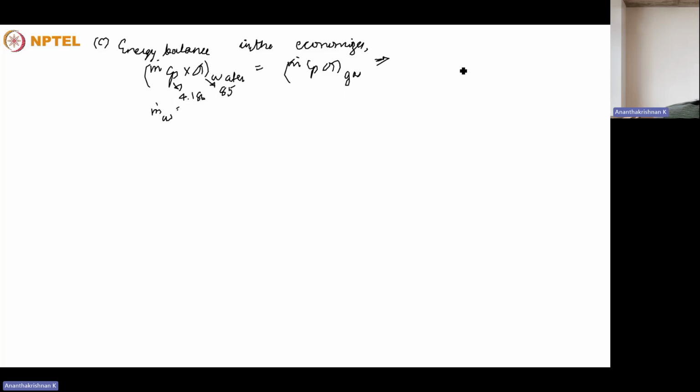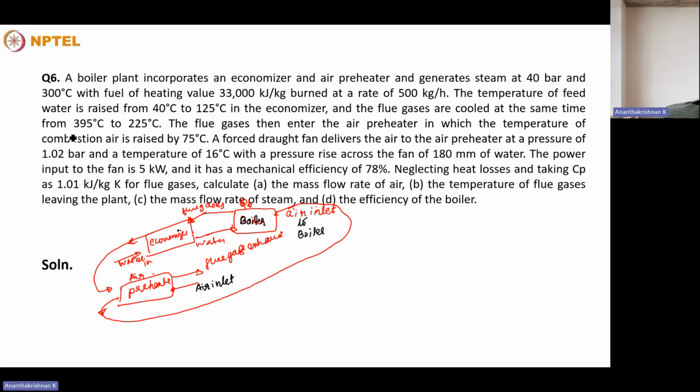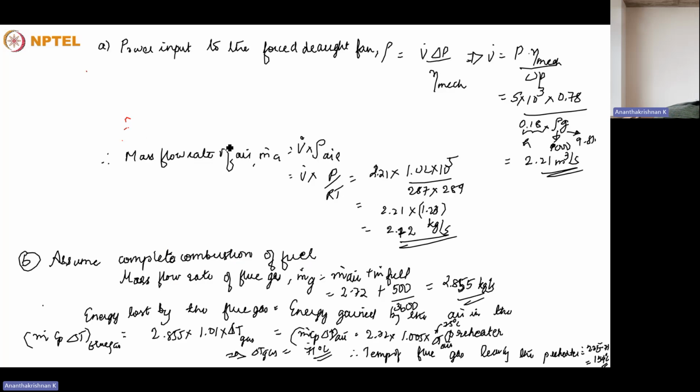So m dot of flue gas, we have obtained the mass flow rate of the flue gas in the previous energy balance, 2.855, right? Cp will be 1.01 and delta T in the economizer for the flue gas will be from 395 to 225. That will be 170.